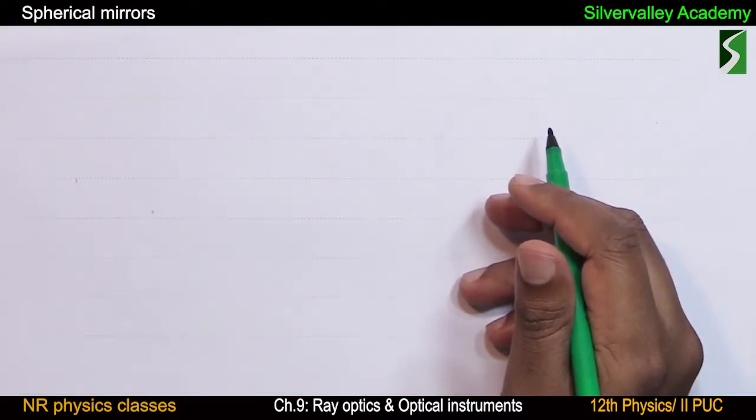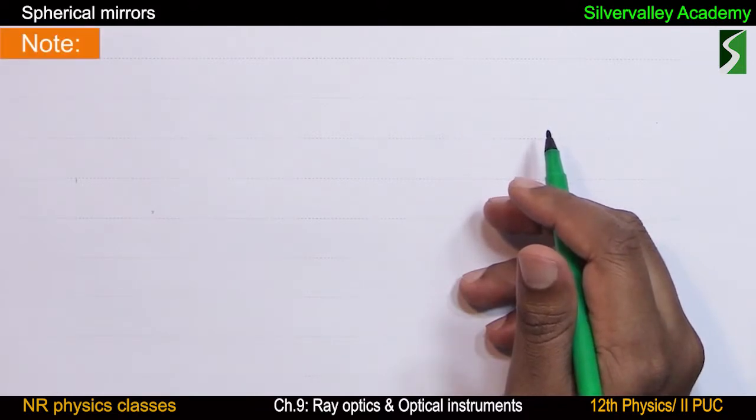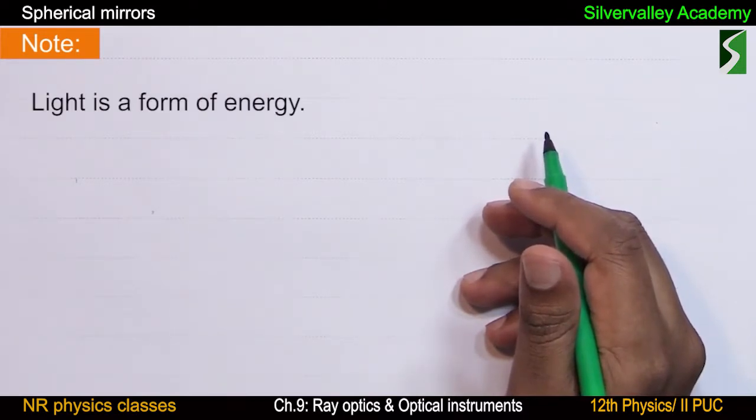Few important points with respect to ray optics. Most of the points you are already aware of these things. Let us rush through all these points once. Light is a form of energy, like sound, heat, vibration. Light is also a form of energy.